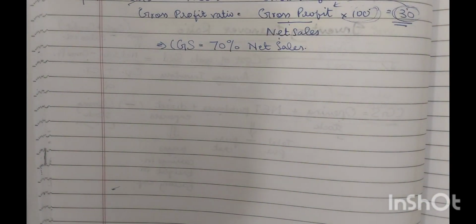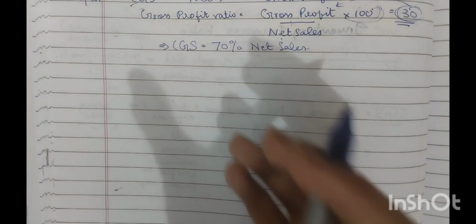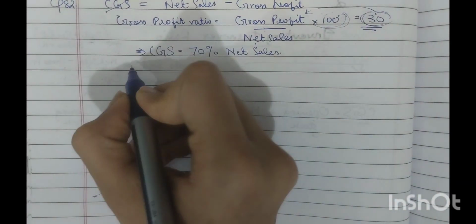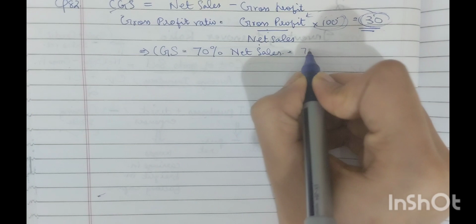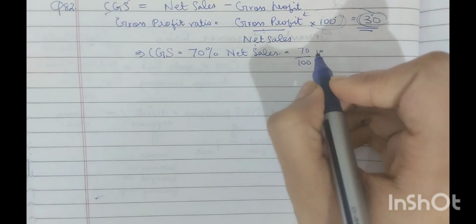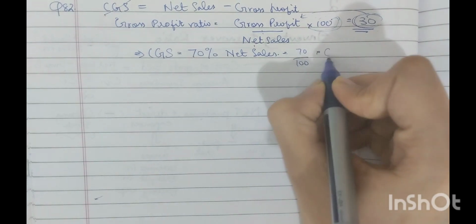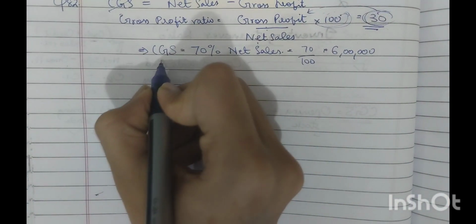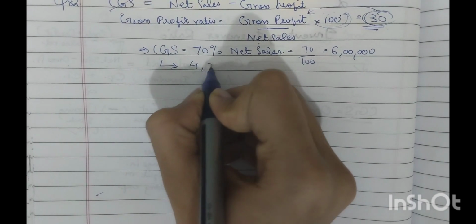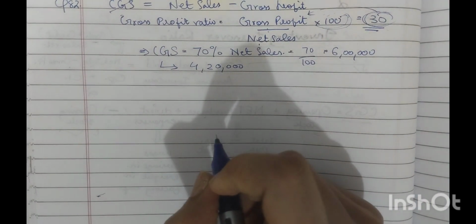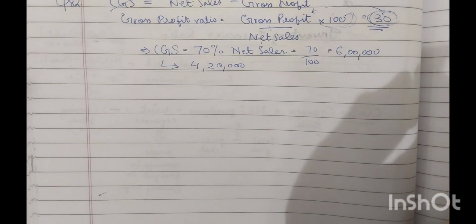If out of sales 30% is profit, then the rest 70% should be the cost price, or the cost of goods sold. So CGS is equal to 70 by 100 on our net sales amount, which is 6 lakh. And this gives us CGS to be 4,20,000. So we have our CGS down.